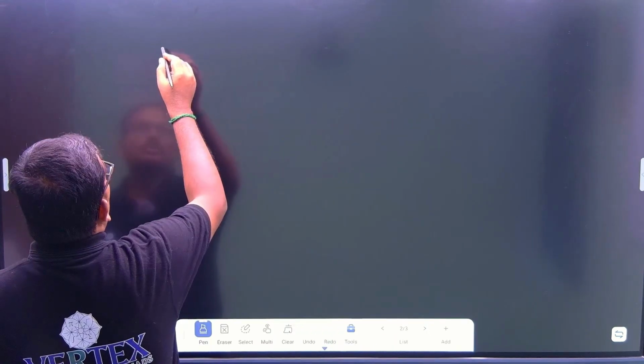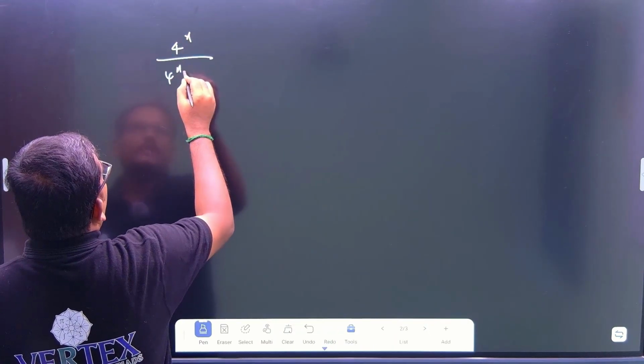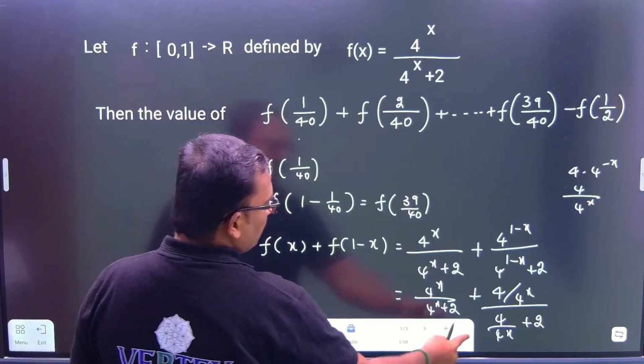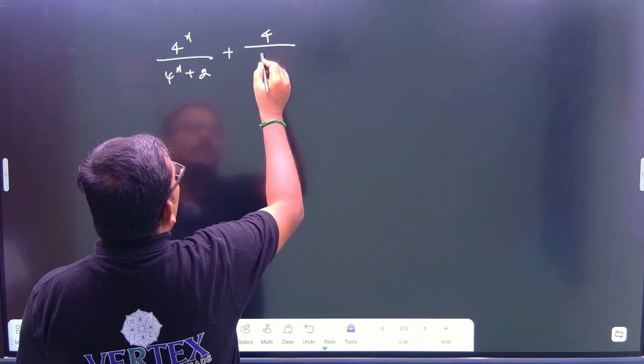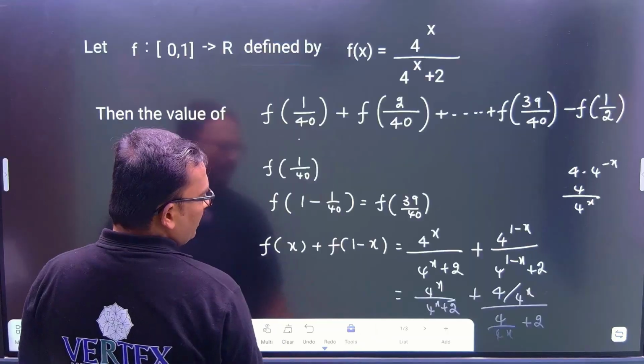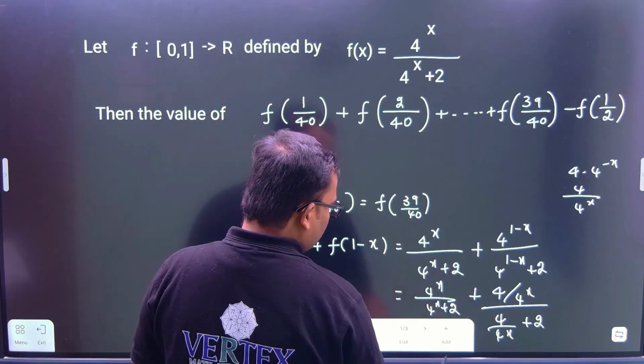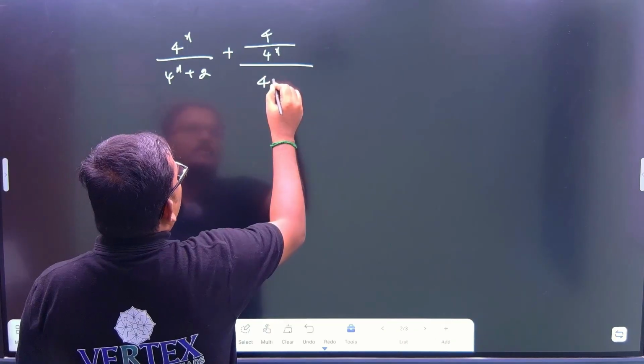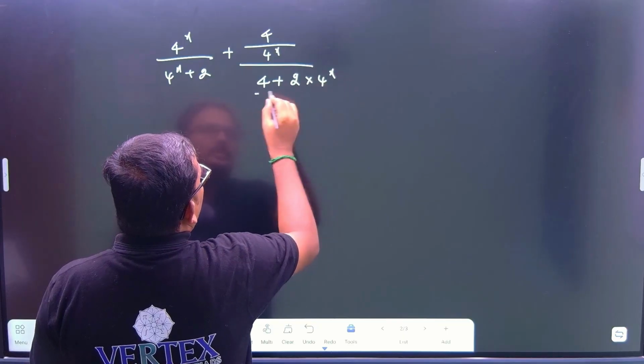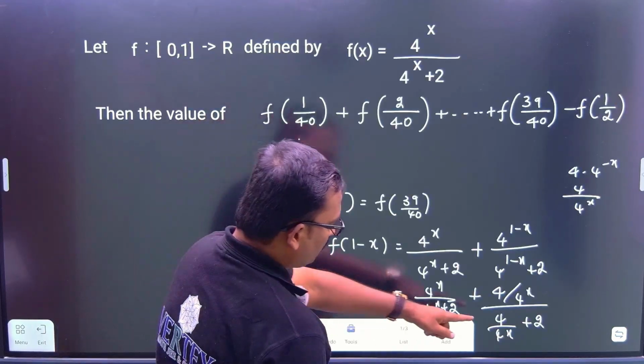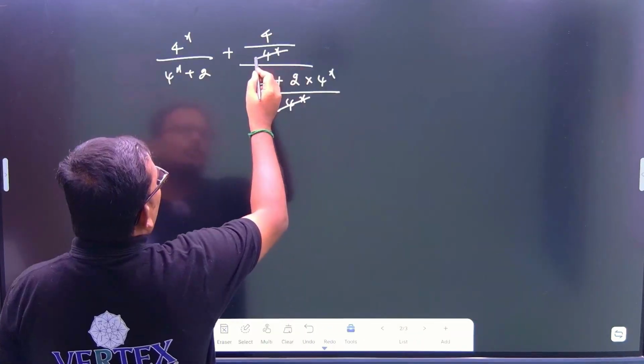What will we get? 4 power x divided by 4 power x plus 2, plus, you can see the first term, the numerator is 4 by 4 power x. For the denominator, you take the LCM: 4 plus 2 into 4 power x, divided by 4 power x. Clear? This step understood? 4 plus 2 into 4 power x. This 4 power x cancels.